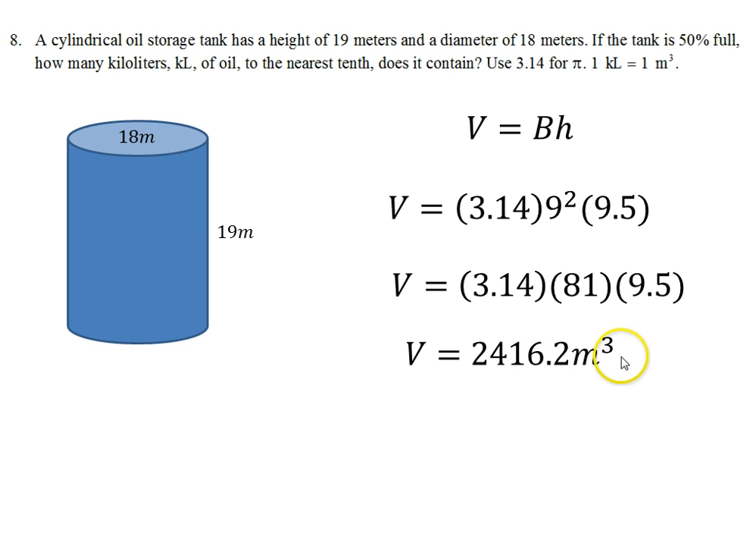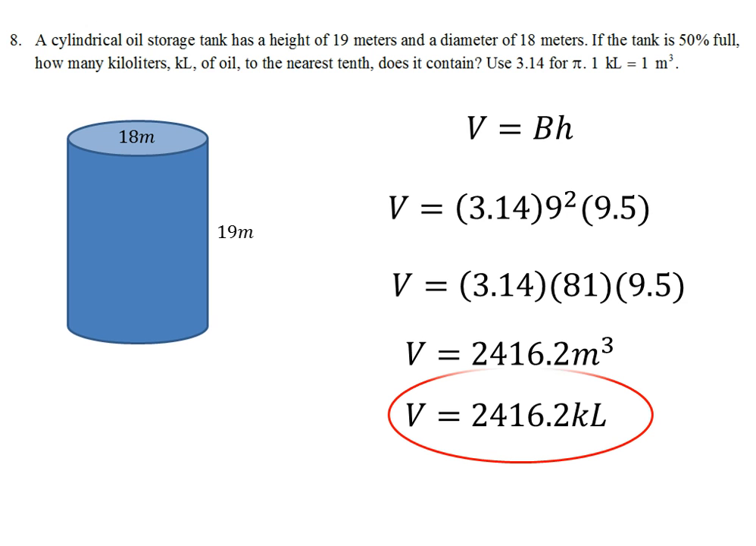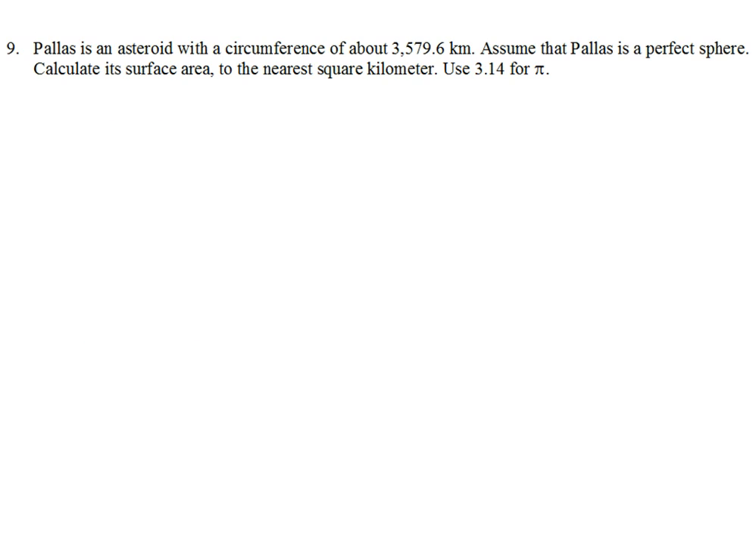I have meters cubed because all these measurements here were in meters. So I have to refer to the conversion here. 1 kiloliter is 1 meter cubed. Oh, well, that's easy. If 1 kiloliter is 1 meter cubed, then really that is the same answer. And the answer will be the volume, if this tank is half full, is 2,416.2 kiloliters.